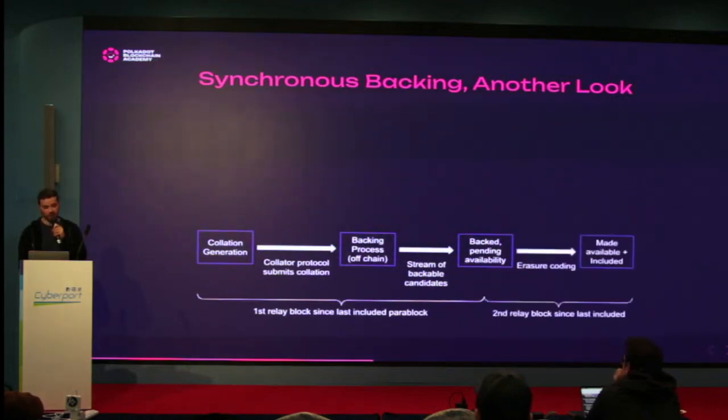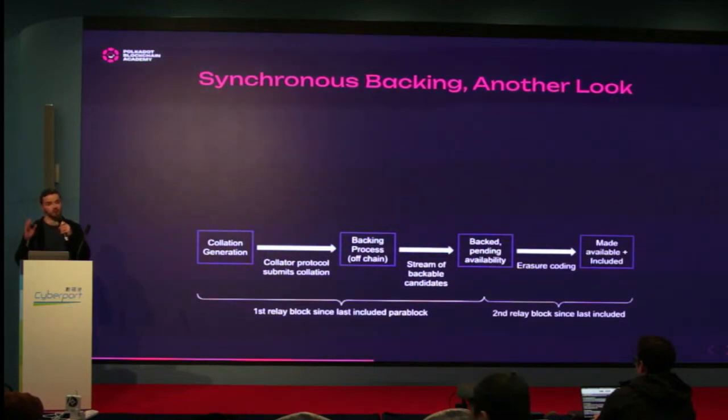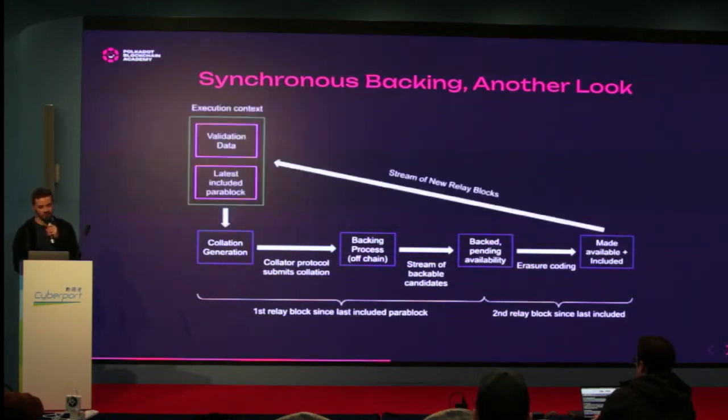All right, so adding more to our diagram here, in the second relay block, since the last included parachain block, we get erasure coding in the availability process, and bit fields being collected by a block author, being placed on chain, and eventually a candidate being included. So these two processes occurring during two different relay chain blocks make up the total 12-second timeline of synchronous backing for a parachain block.